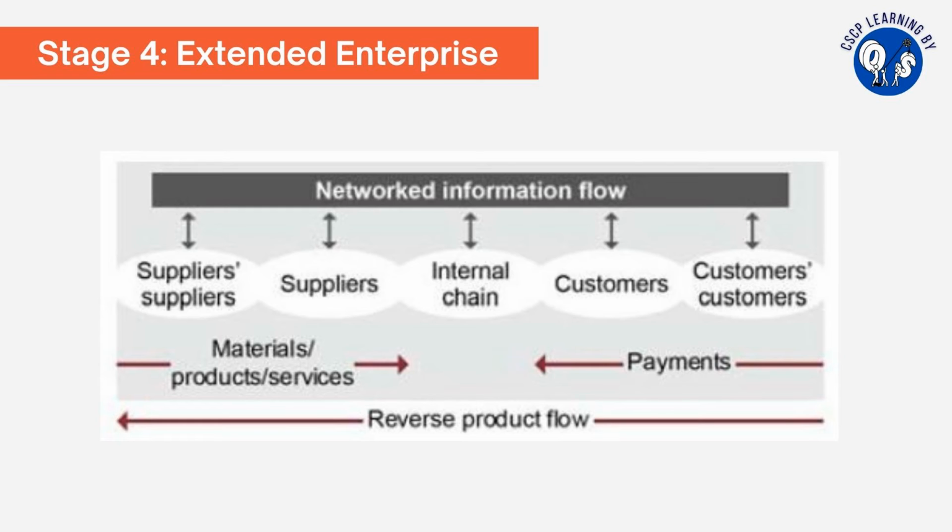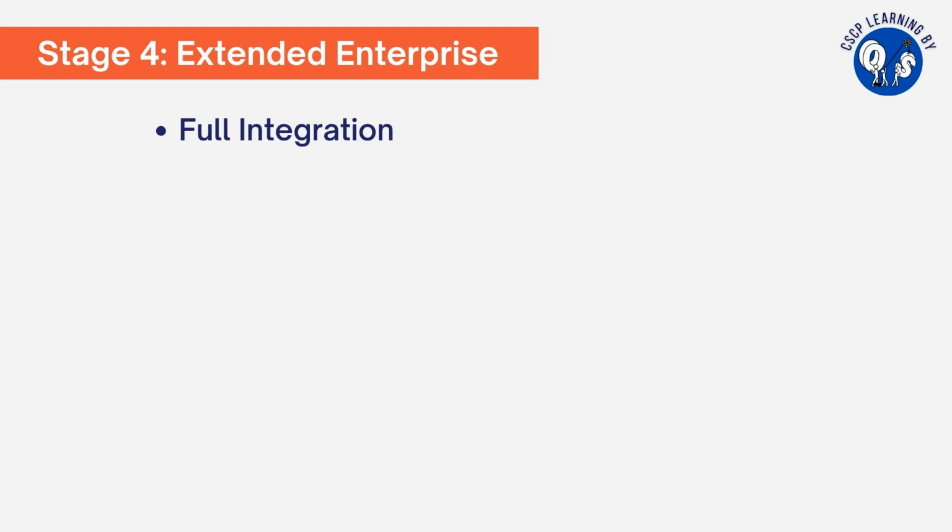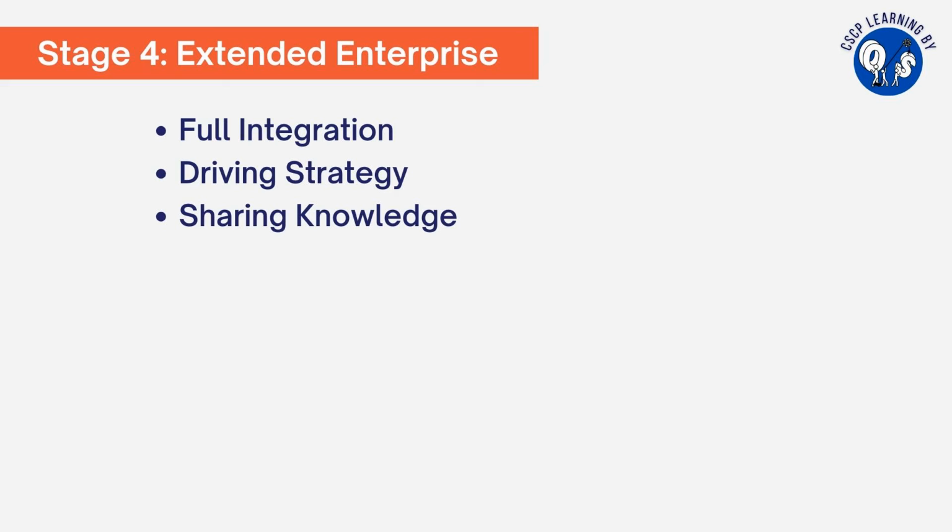Here is what sets it apart: full integration. Everything from creating demand for products to fulfilling that demand is perfectly connected and coordinated. Driving strategy. The supply chain becomes a key driver in the organization's overall strategy. It's not just a support function, it plays a central role in shaping the company's plans. Sharing knowledge. Companies in the supply chain share their know how, technology, and real time information with each other.